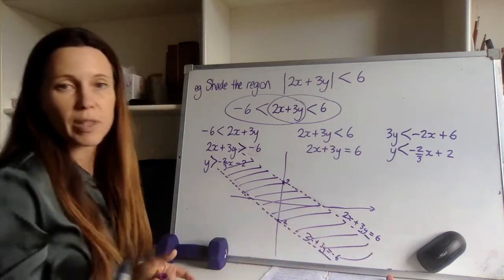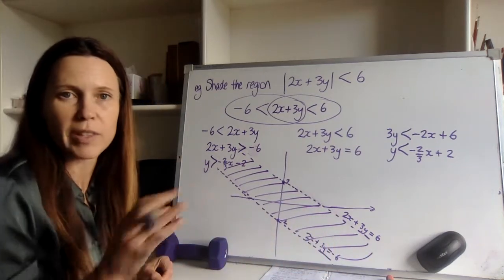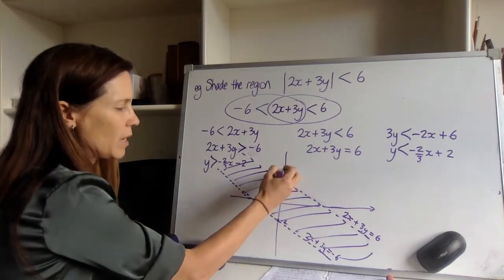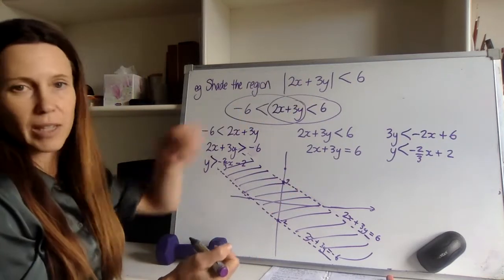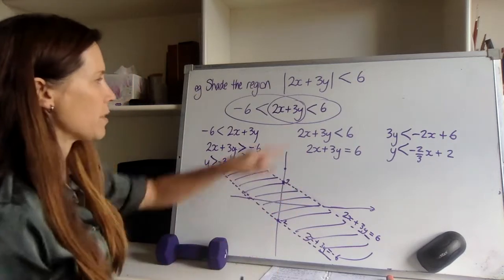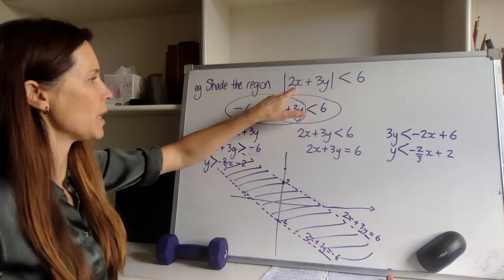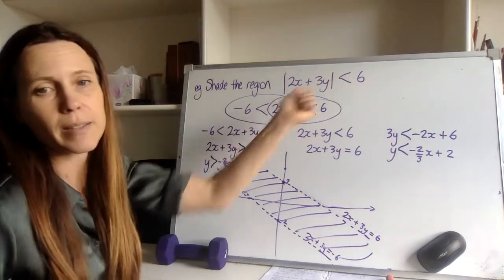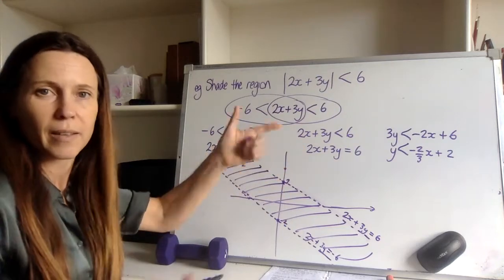Now, whenever you use that method, or any method really, try using the other method as well, just to check your result. So let's put in a point that we know is out here and just make sure it actually doesn't make this true. Let's take a point like 0, 3. If x is 0, then we've got 0 here, plus 3 3s, that's 9. Absolute value is 9, and that is not less than 6. Great, we didn't shade out there, and that looks right.